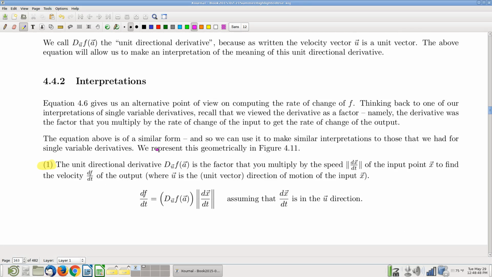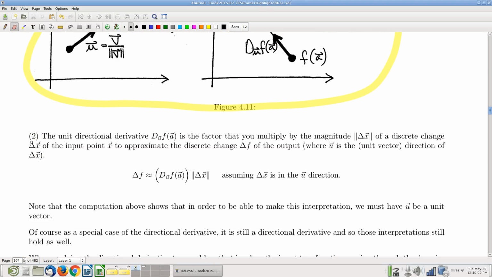So, as we just discussed, the unit directional derivative is a factor. It's a factor that you multiply by input speed to get output velocity. Okay, fine. We already talked about that one. Likewise, I'll come up and talk about that picture in a moment. That unit directional derivative, I mean, we don't have to interpret our input as being a velocity. We can interpret our input as being a discrete jump, a discrete change in position. And so then the unit directional derivative is the thing you multiply by distance in the domain to get an approximation of distance to the target.